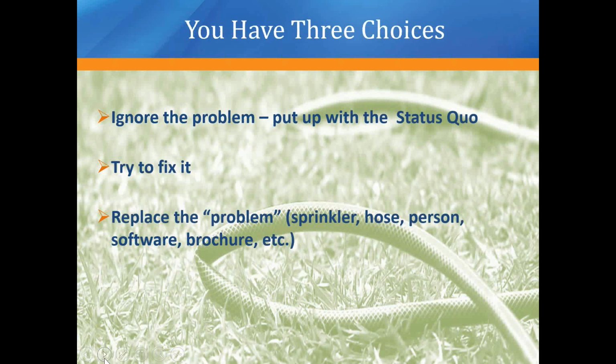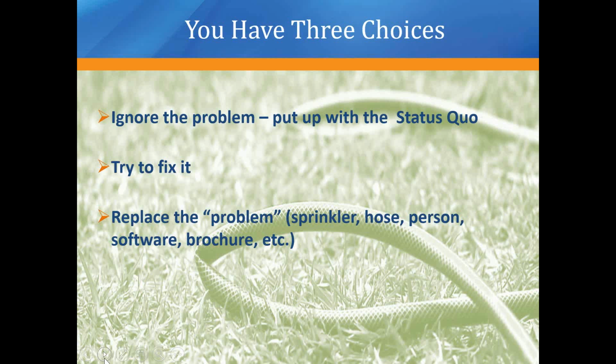So if we decide that we have some ideas on how we're going to fix this problem, we have three choices. We can ignore it and put up with the status quo. We can try to fix it, or we can replace the quote-unquote problem based on the symptoms by buying another sprinkler, replacing the hose, maybe firing and replacing the sales rep, or maybe we replace our CRM software, or we build some different brochures or the website. We really have never determined what the real problem is. We're just treating the symptoms.